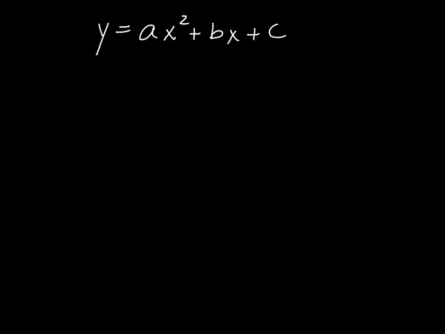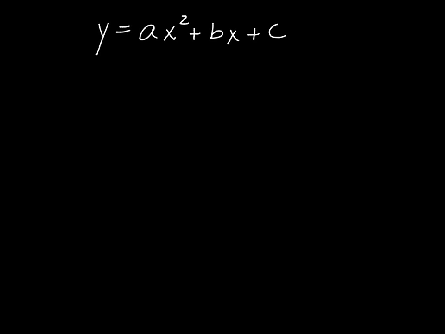Alright, so let's take a look at what the general form of a quadratic equation looks like. I've written it up here at the top of the screen for you, and it is basically y equals ax squared plus bx plus c. Now a, b, and c are the three parameters in this form.